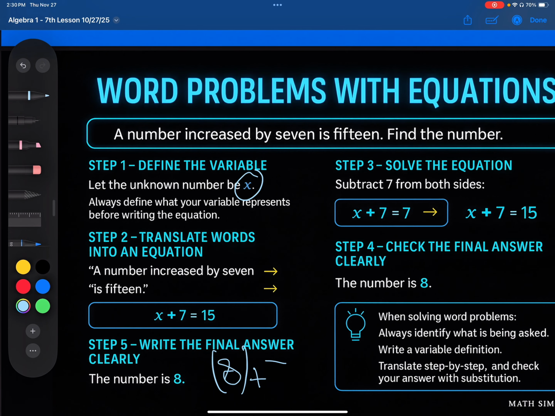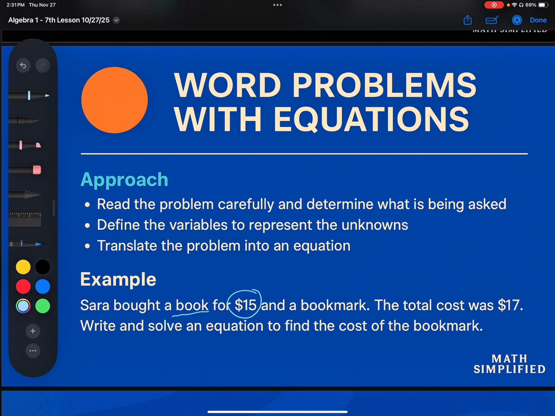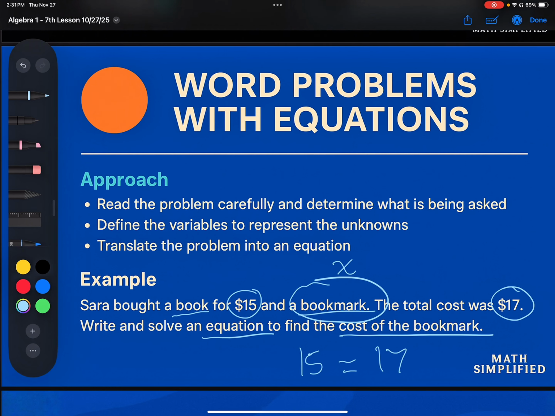So here we have an example that says Sarah bought a book for $15. So she bought a book for $15 and also a bookmark. The total cost was 17. Write and solve an equation to find the cost of the bookmark. So we know that the total that she spent was $17, okay? So we already put an equal sign since that's the total cost. And then she bought a book for $15, okay? But what we're trying to find is a bookmark. So since this is our unknown, we could write this as X, okay?